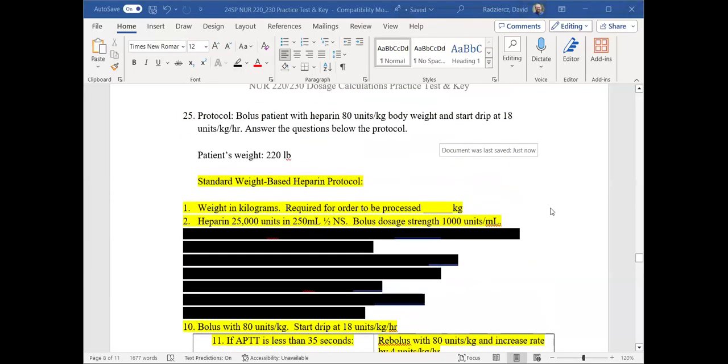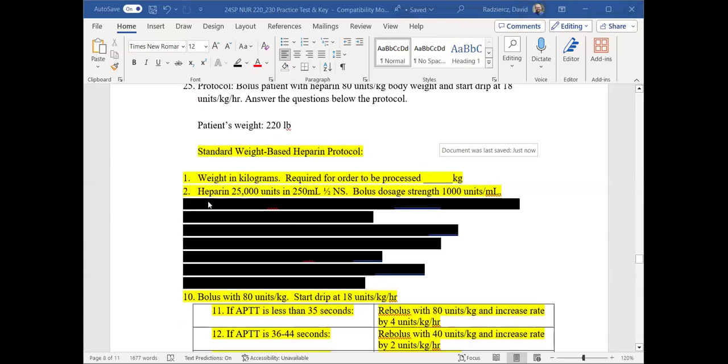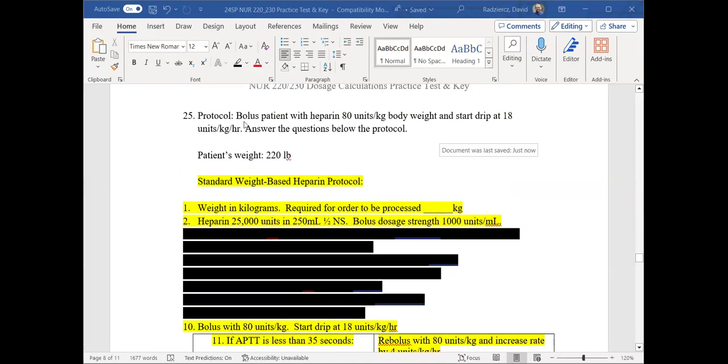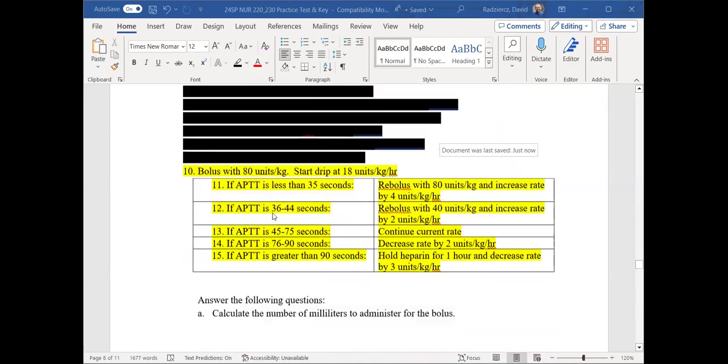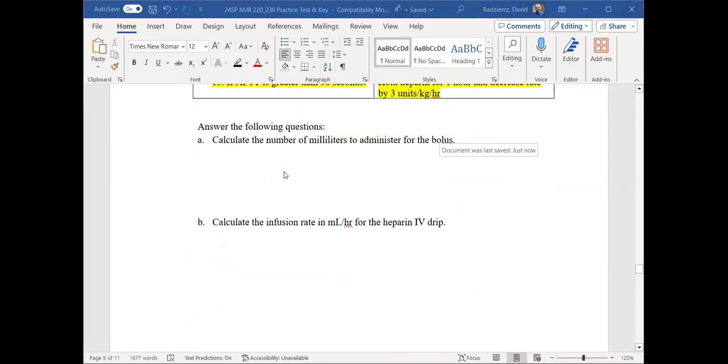All right, so we're going through the heparin protocol. I blacked out 3 through 10 or 3 through 9 because that's extra information that doesn't pertain to dosage calculations. What we care about is following the following steps and then answering the questions. So we're going to start with these two questions here, where it says calculate the number of milliliters to administer for the bolus, and then calculate the infusion rate in milliliters per hour for the heparin IV drip.